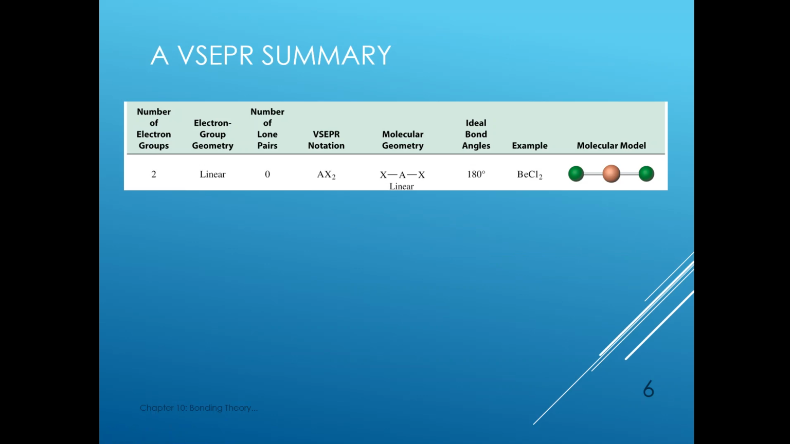So the first type of molecule we're going to look at is a molecule that has 2 electron groups, right? The electron group geometry of that molecule will be linear, and there are no lone pairs here. And this would be the VSEPR notation. And the result would be that the molecular geometry would be linear, where the angle between the bonds would be 180 degrees. A good example of this would be beryllium chloride. And this here is the molecular model representation of that molecule. All right, so that's basically all there is to it when it comes to molecules where you have only 2 electron groups around the central atom.